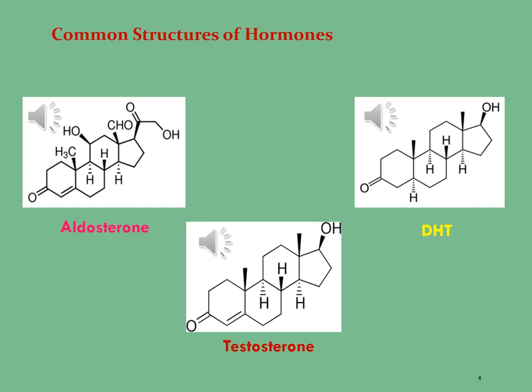The next molecule is testosterone, which comprises carbon 19, hydrogen 28 and oxygen 2. You can see over here in the structure of testosterone, there is a carbonyl group at carbon number 3 and a double bond at carbon number 4 in the first ring, in addition to the hydroxyl group at carbon 17 position.